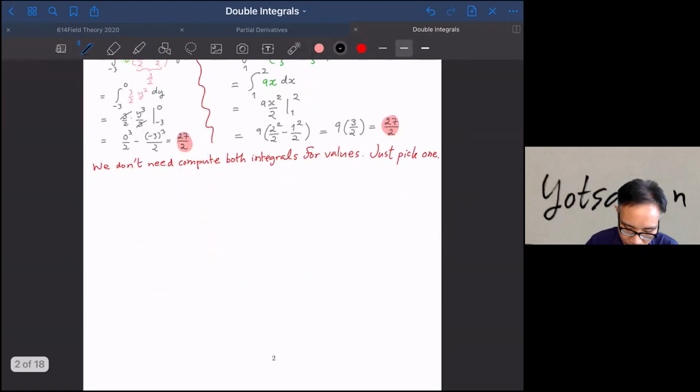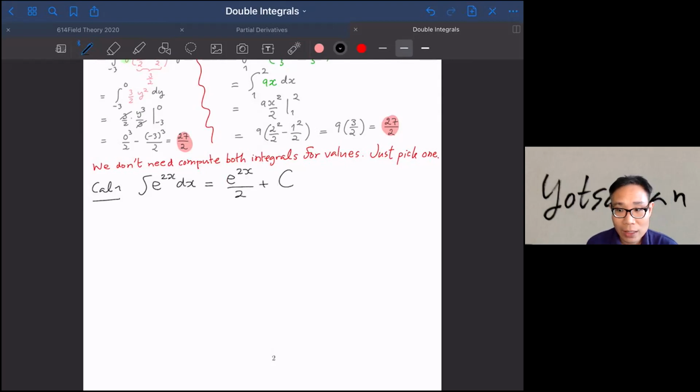For calculus 1, when we'd like to integrate e to the 2x dx, what we're going to do is the substitution u equals 2x, and then you just change the variable, or do the integration by substitution. For this one, we can just memorize the formula. It's going to be e to the 2x over 2 plus c. So that's calculus 1.